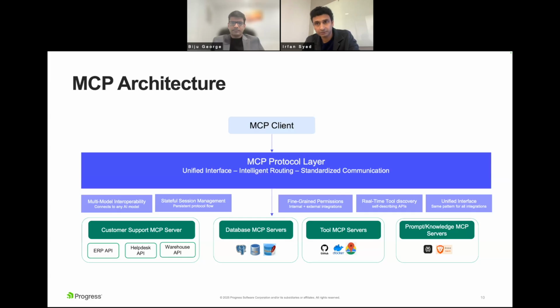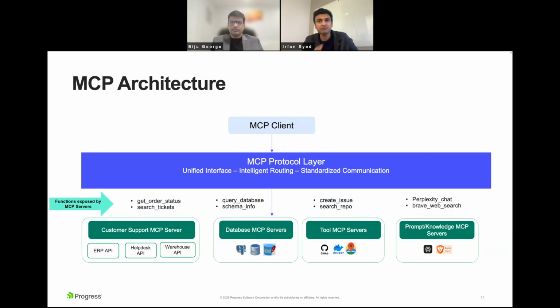And a unified interface where you have the same pattern for all integrations. The advantage that you get is that when you have functions like this, which the MCP servers below expose, they are just exposed as functions from the MCP servers, but then it goes all the way to the MCP layer where it can understand what these functions do. And when a user asks a question, they can easily go and execute a specific MCP function. So that's how the MCP architecture works in a nutshell.